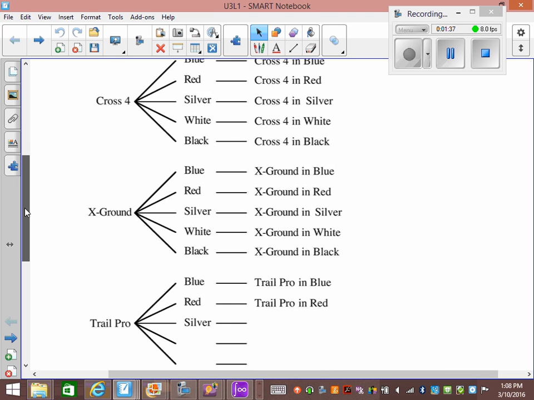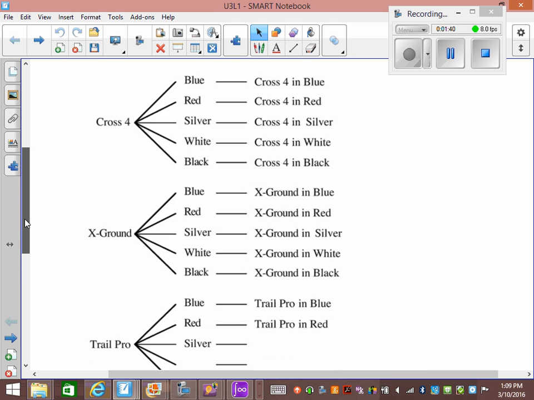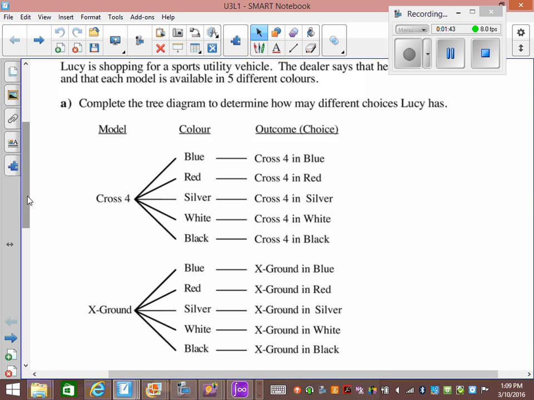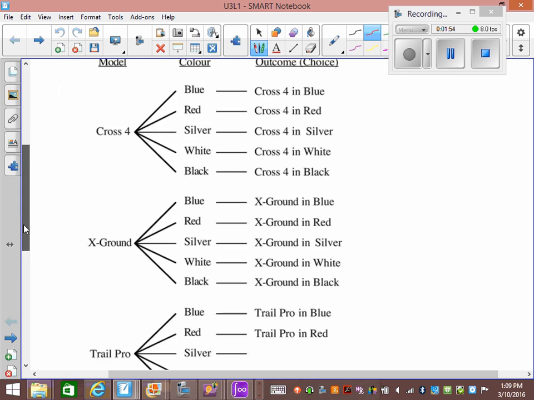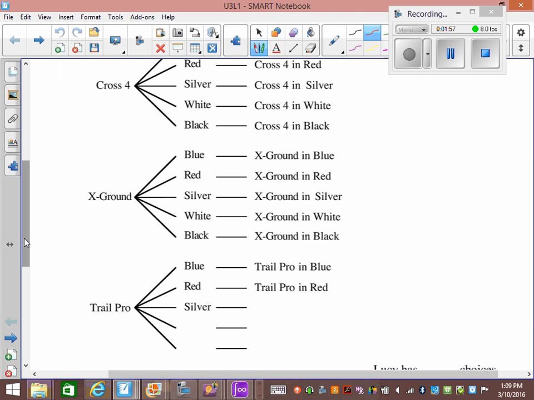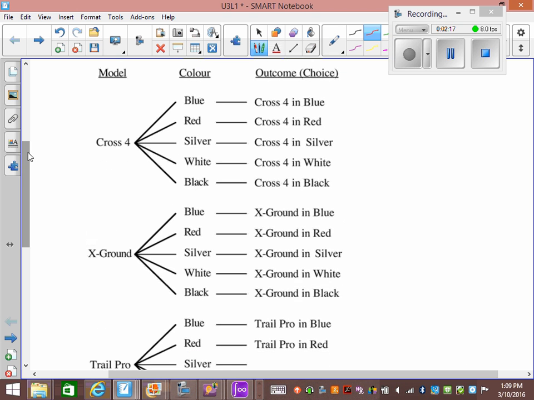So the different models are Cross 4, X Ground, and Trail Pro. Then the color off of each model. So off the first model, every single model could come in the color blue, red, silver, white, or black. So I do Cross 4 and it could come in blue, red, silver, white, black. The X Ground could come in blue, red, silver, white, black, and the Trail Pro could come in blue, red, silver, white, black. So when you do tree diagrams like this, you'll basically have every single outcome listed after. So we have the model and we have the color. Then we have our outcomes.